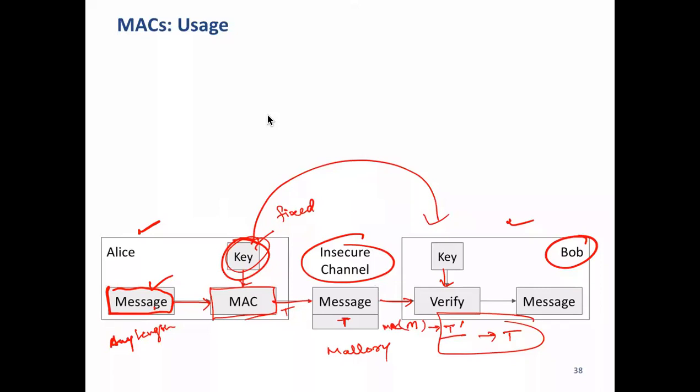But here, why is one-wayness important? This property is not coming because of one-wayness. This property is coming largely, of course it will have, because we will use a hash function internally. But this property is coming because we are using the key.